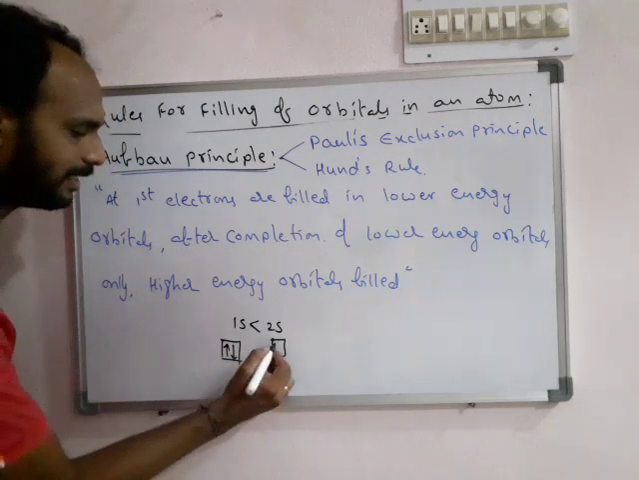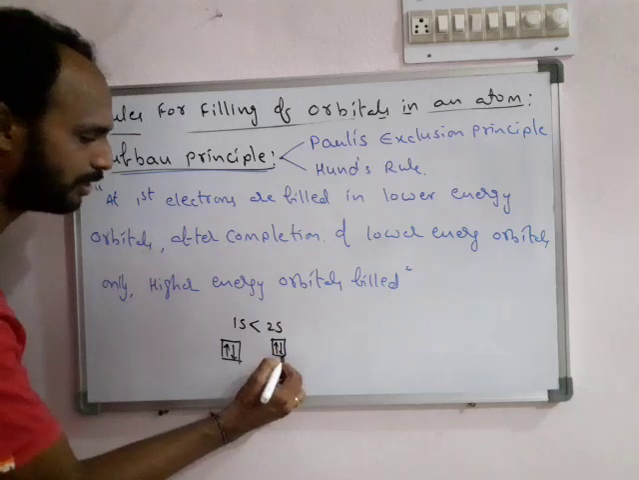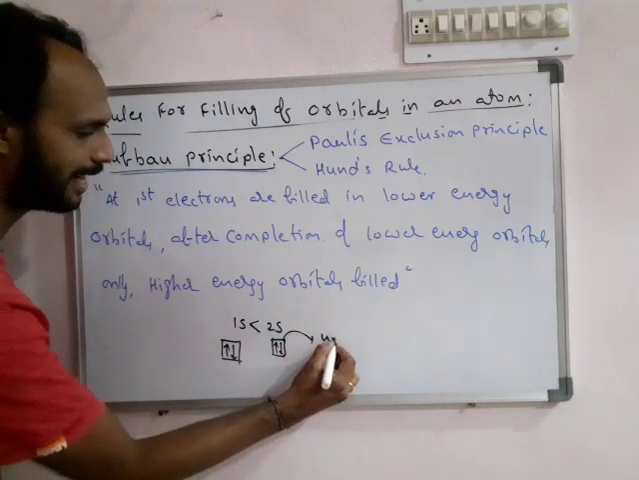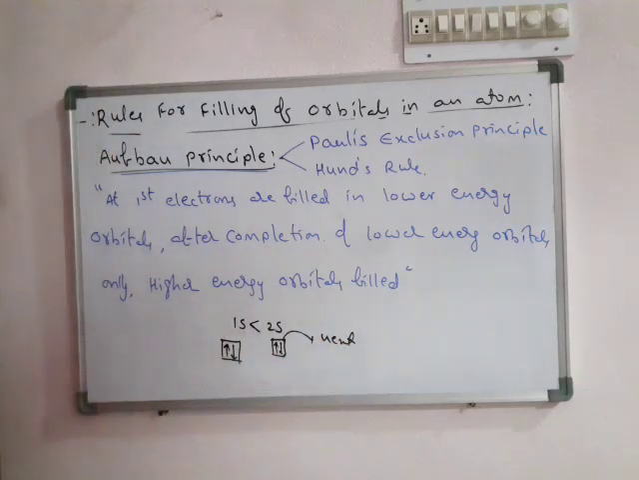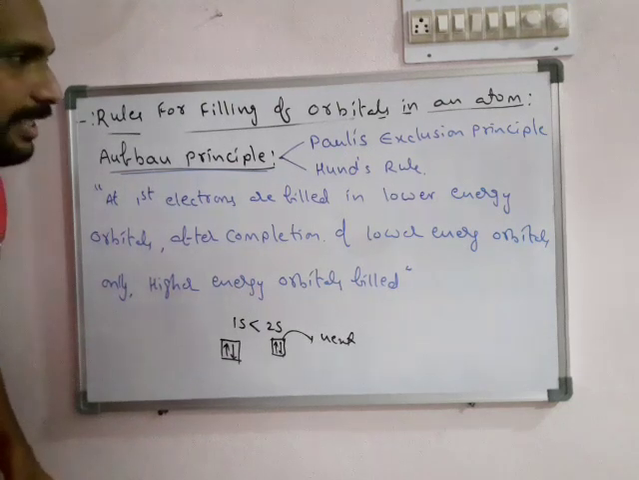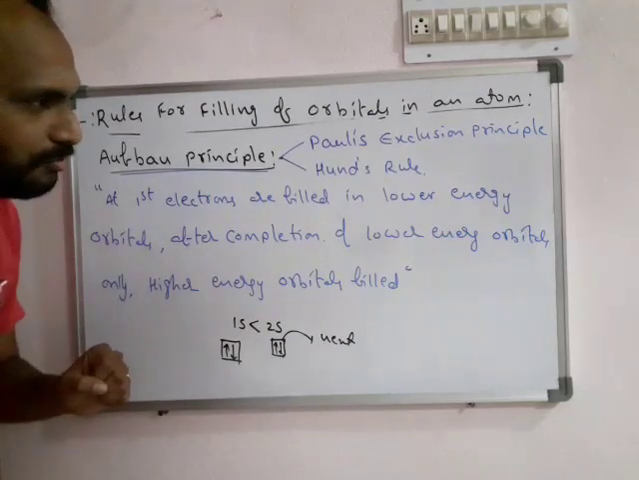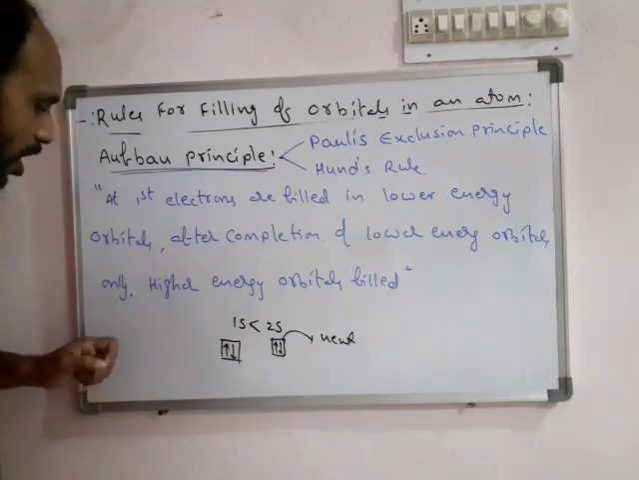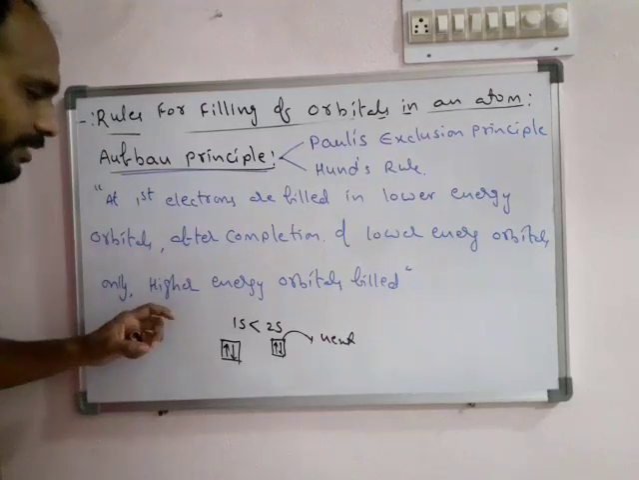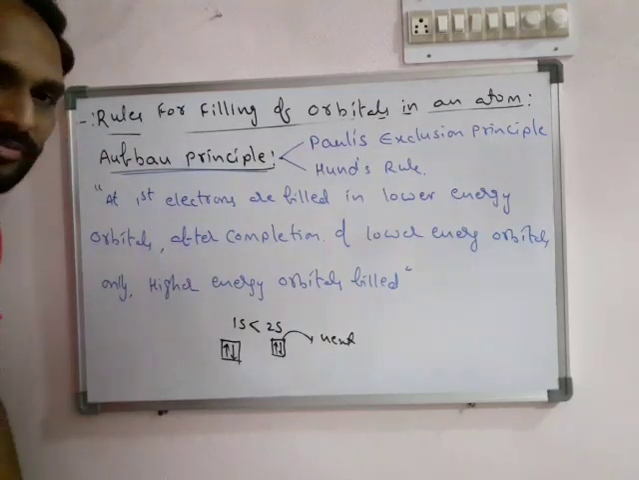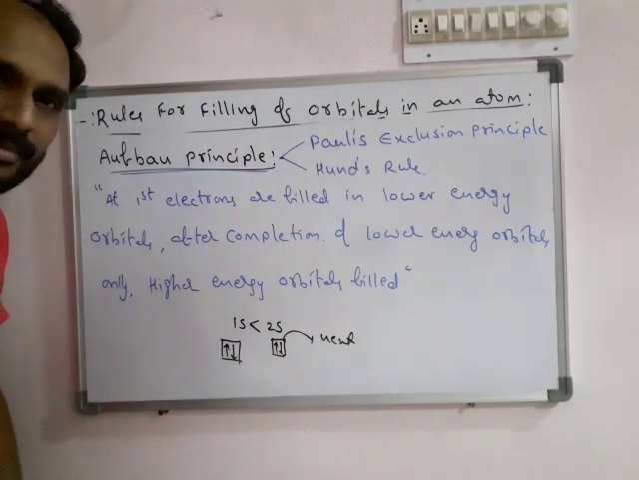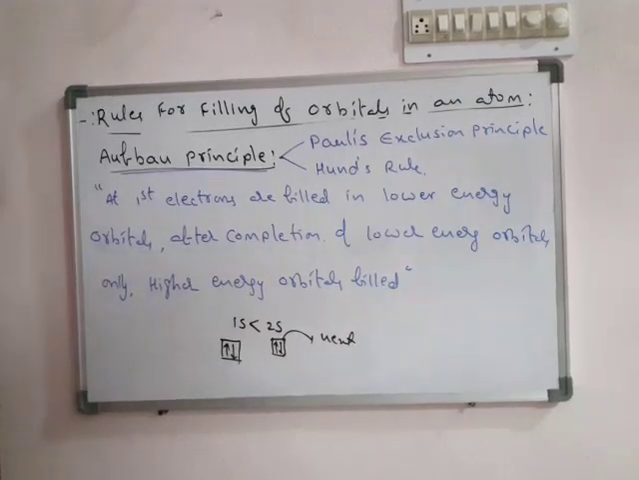After those 2 are complete, they go into 2s. Again, after 2s is filled up, they go to the next level. Okay, this is perfect right now. At first electrons are filled in lower energy orbitals. After completion of those lower energy orbitals only, higher energy orbitals are filled. So it is the main statement.